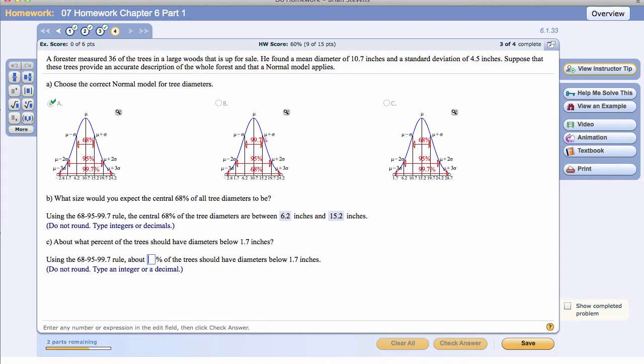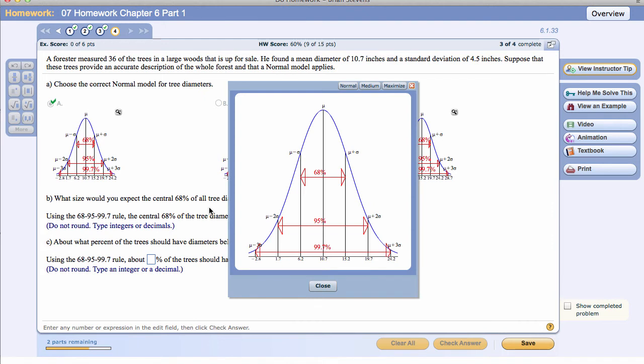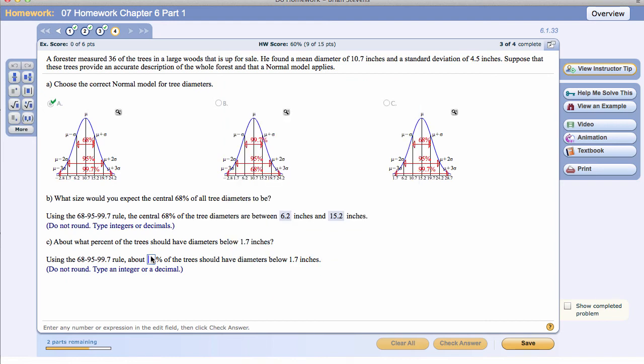About what percent of trees should have diameters below 1.7 inches? Going right here. 1.7 inches is 2 standard deviations below the mean, which means, looking at the 95 rule, 2.5% is on this side and 2.5% is on this side. So about 2.5% of trees.